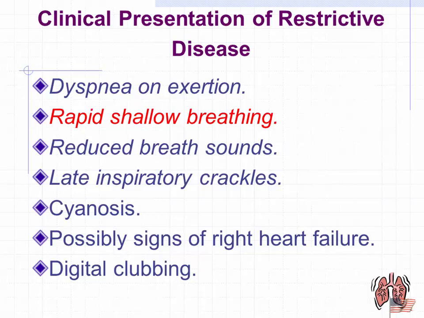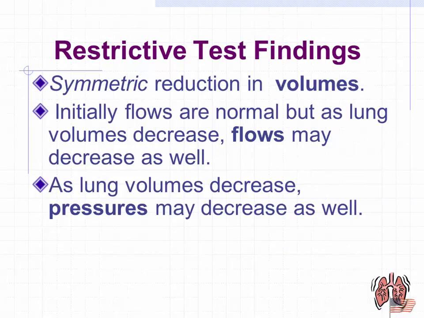How they appear: dyspnea on exertion, they have that rapid shallow breathing pattern. They have some cyanosis, possibly some right heart failure because of the hypoxemia, and they may end up developing digital clubbing also. Key part is reduction in volumes. Flows are normal for the most part, although towards end stage they may have a reduction also, but for our purposes right now, let's just consider the flow is not affected.